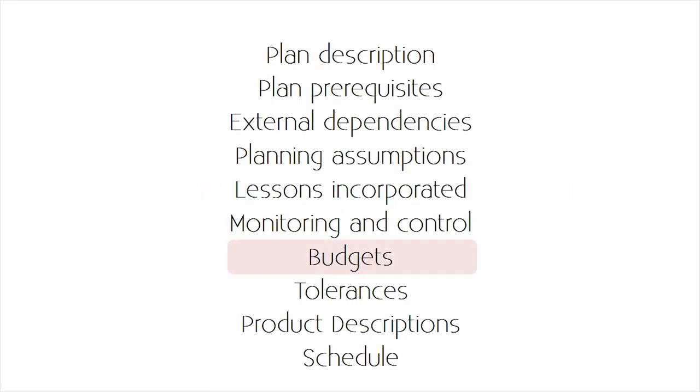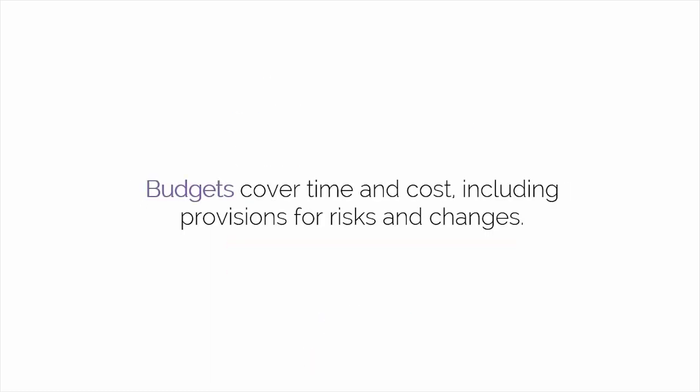Now, let's take a look at budgets. Budgets cover time and cost, including provisions for risks and changes. For example, the budget section of a project plan will contain the project costs, the time scale for the entire project, and the risks and change budgets allocated for the project.